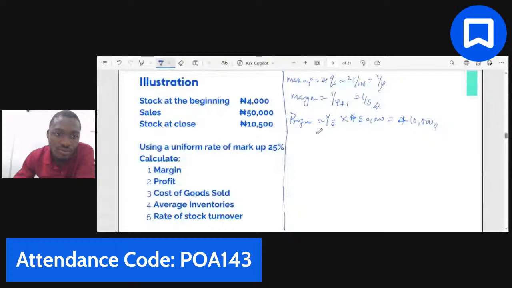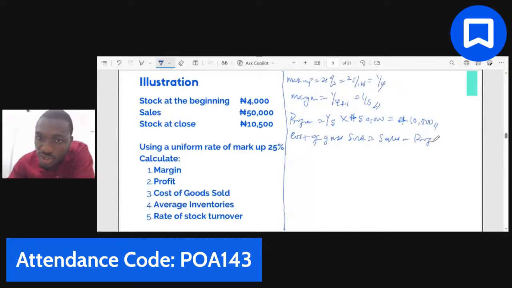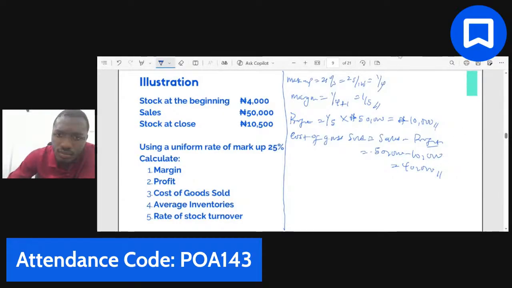All right. Don't forget how we calculated cost of goods sold the other time. Do we understand that? So we know that cost of goods sold will be equals to sales minus profit. That will be equals to 50,000 naira minus 10,000 naira. That's 40,000 naira. Are we still together?